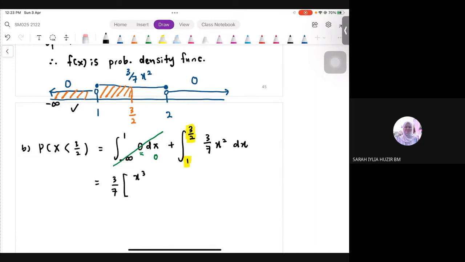Integrate x squared, you get x cubed over 3. And now it's from 1 up to 3 over 2. Simplify this up. So we have actually 3 over 2 cube minus 1 cube. So straight away compute this using your calculator. Here your final answer should be 19 over 56. Okay. Quite simple, very easy, quite straightforward.